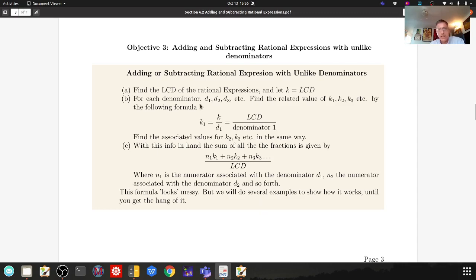Then for each denominator, you just label your denominators D1, D2, D3. Find the related value of K1, K2, K3 by this formula. Then I just take each of the numerators and multiply them by K1. Take the next numerator, multiply it by K2. Next numerator, multiply it by K3. And it's all over the LCD and you're done. It looks really nasty. It's not.